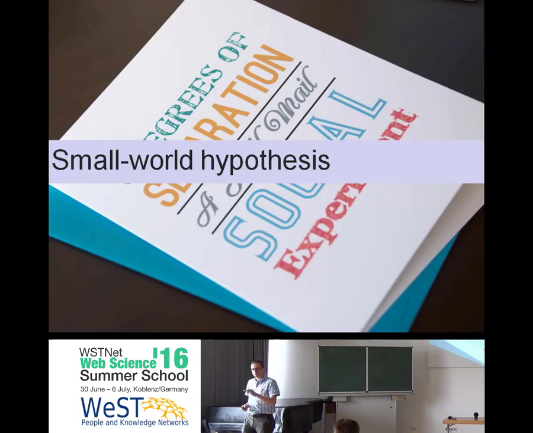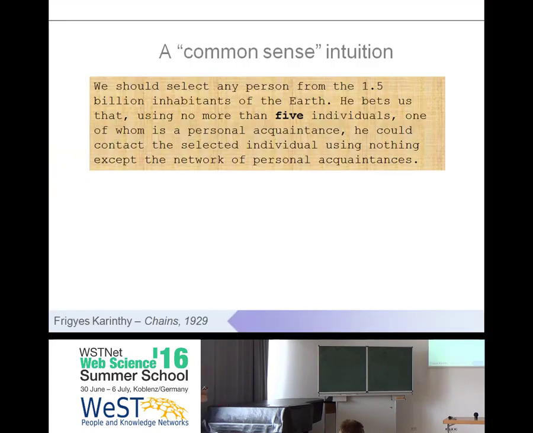The small world hypothesis is interested in the idea of how connected societies are. And it essentially reflects a sort of common sense intuition about the world. Let's say we select any person from the 1.5 billion inhabitants of the Earth. This intuition says that using no more than 5 individuals, one of whom is a personal acquaintance, a start person could contact a target person using nothing except the network of personal acquaintances.